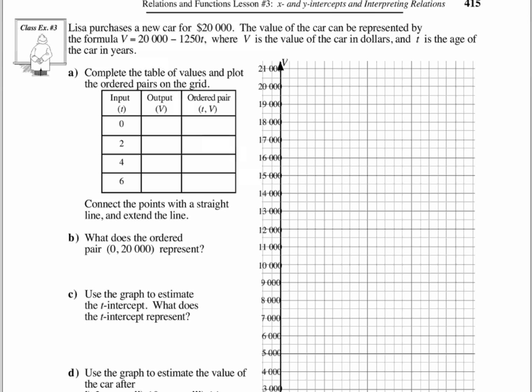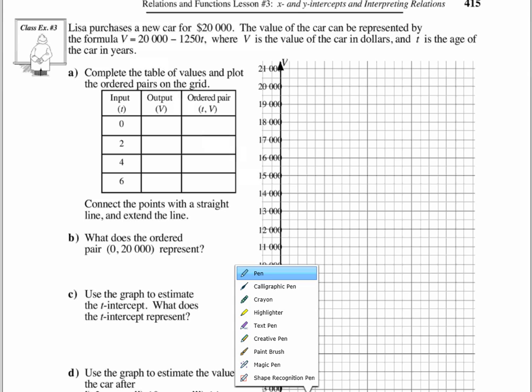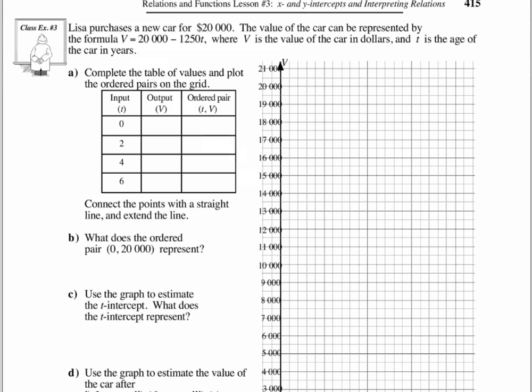Lisa purchased a new car for $20,000. Okay, I see the 20,000 in the equation. So that's somehow related, right? The value of the car can be represented by the formula. Oh, okay, so that tells me that V is the value of the car. What is value of car? Price, right? Car in dollars. It's a price. And t is the time, the age of the car, in years specifically.